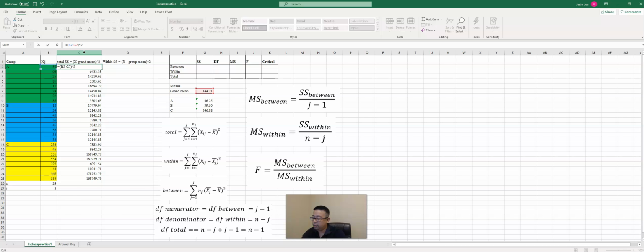So either use the F4 key on your keyboard or just add the dollar sign in front of your number or letter: $G, $7, that is the address. Okay, so that's again that way. So it's saying between each number minus the group mean. Here the group mean is for group A, because we calculated the group mean A here. Then use F4 or $, close the parentheses, open the bracket, okay, square.